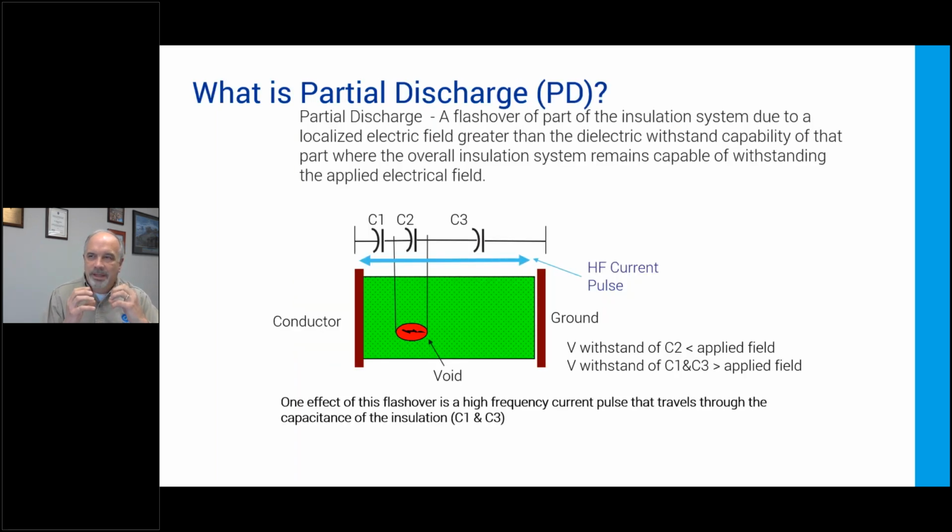So you see that spark. That spark is a result of partial discharge. Now, it's obviously not a complete flashover. I think that was 11 kV switchgear that we were looking at there. A full flashover would be much more dramatic.